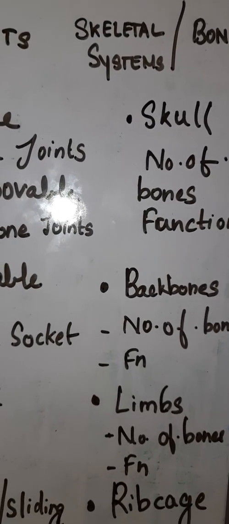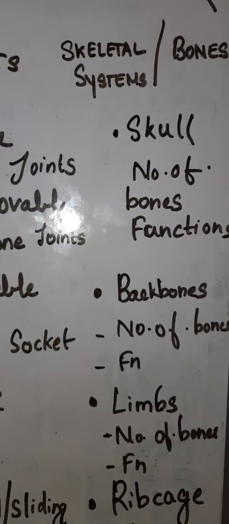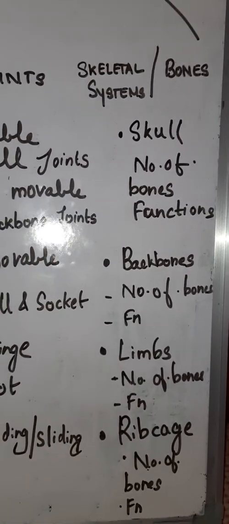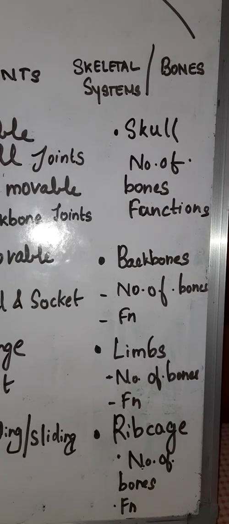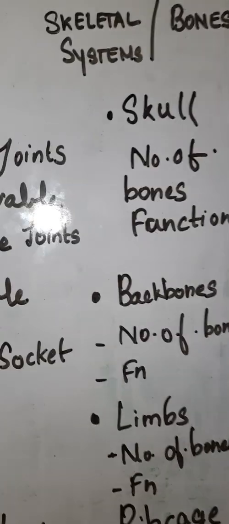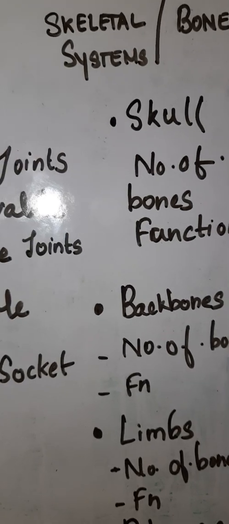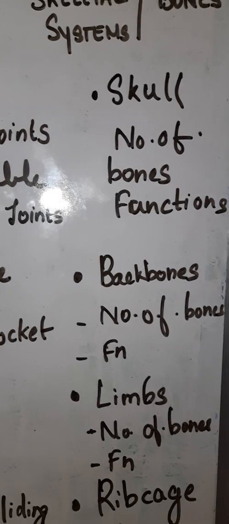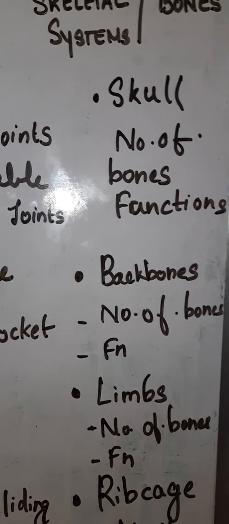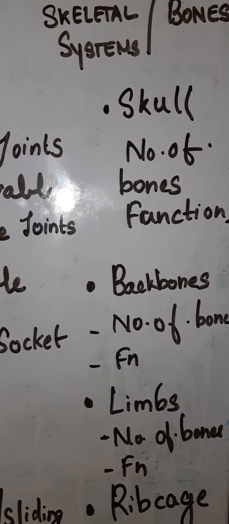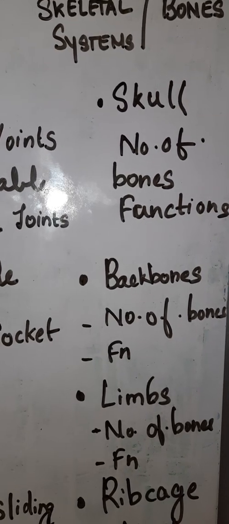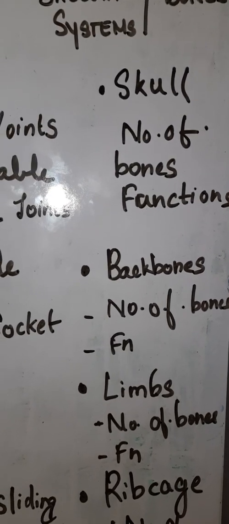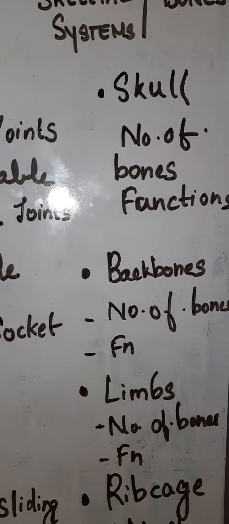In the skeletal system, how many bones are there? It is broadly divided into four categories: skull, backbone, limbs, and rib cage. Within the skull, in the upper part of the skull, how many bones? In the lower part, the jaw and all, how many bones? And what are their functions? We can write up to 3 to 4 functions just by relating to the skull. What is inside the skull? It protects the brain, definitely, and the eye socket protects the eye. This way you can sort out points for the function of the skull.